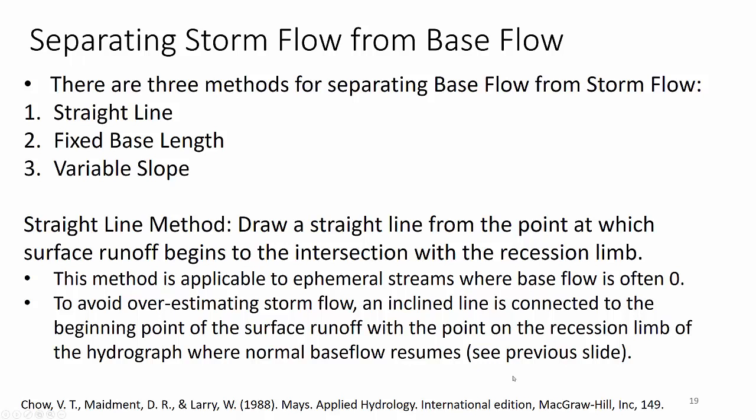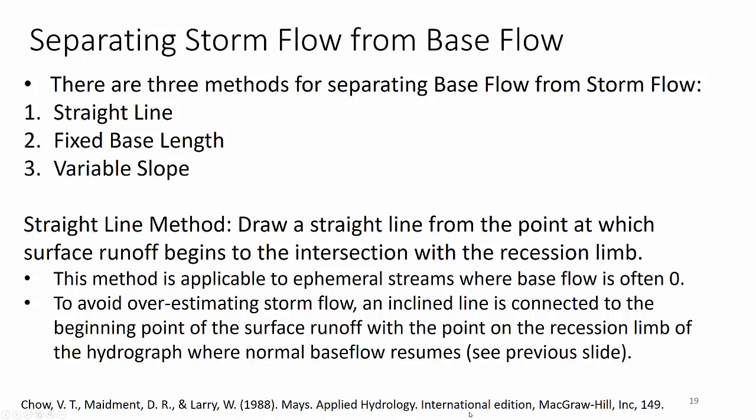There are 3 commonly used methods for separating storm flow from base flow: straight line, fixed base length, and variable slope. The straight line method is, as it indicates, draw a straight line from the point at which the surface runoff begins to the intersection with the recession limb. The method is really useful in ephemeral streams where the base flow is often 0. But to avoid overestimating storm flow, an inclined line is used to connect the beginning point of the surface runoff with the point at which the recession limb of the hydrograph or normal base flow resumes. That is, we make some assumptions that there will be some interflow. I think this is the best method.